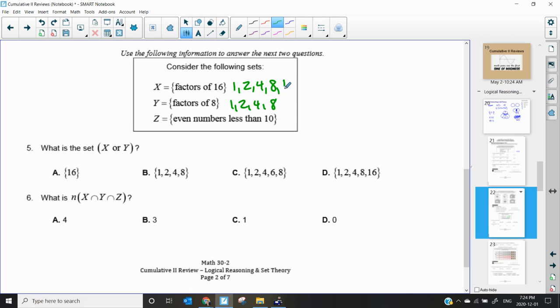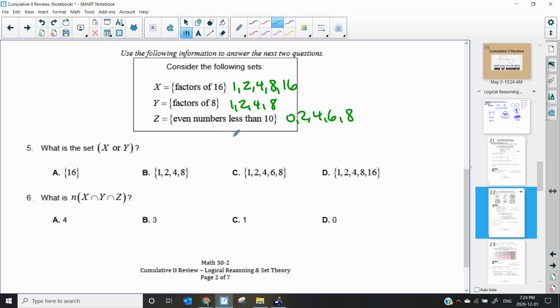I also missed one up there. It should also have 16. So 1 and 16, 2 and 8, and 4 and 4. And then we've got 1, 2, 4, 8. And then even numbers less than 10. Well, this would be 0, 2, 4, 6, and 8.